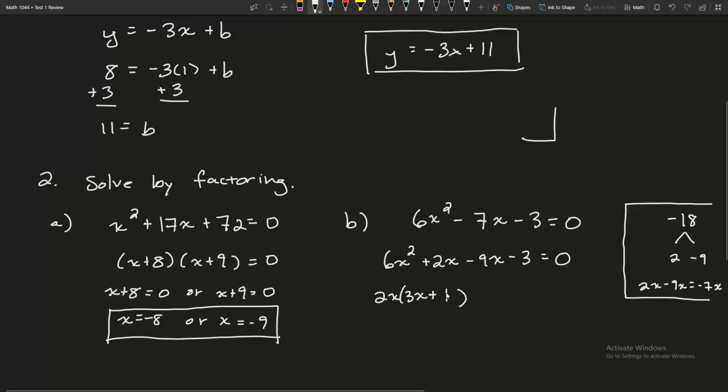And then in order to get a matching 3x plus 1 in parentheses, we just need to take minus 3 out of the minus 9x minus 3. So if you take out a minus 3, we'll get 3x plus 1. And then we get the full factorization, 2x minus 3 times 3x plus 1.